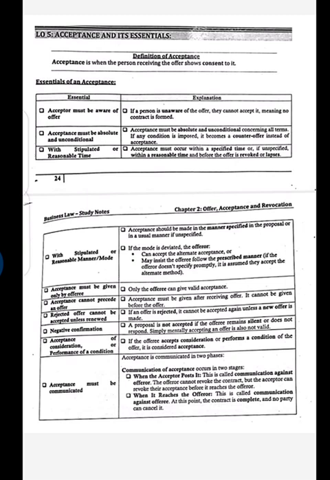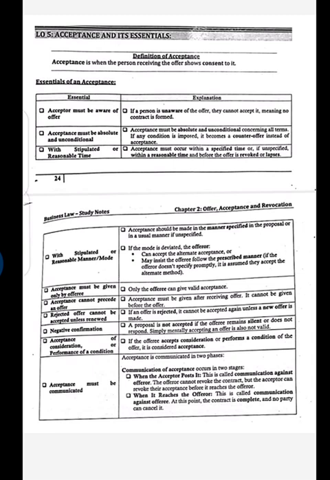With stipulated or reasonable time, it must be in reasonable time. If the time runs out, then it will not be the acceptance from the offeree. Acceptance should be made in the manner specified in the proposal, or in the usual manner if unspecified. Suppose I am forwarding you the offer using the post, so the mode of communication must be clear or specified. If it is not specified, then it will not be the acceptance.